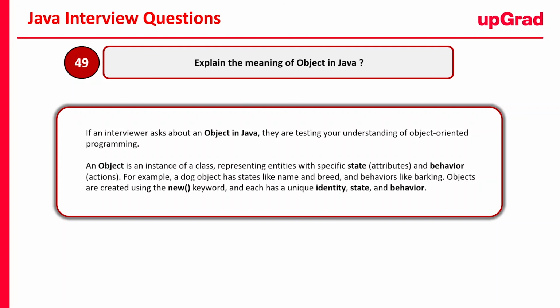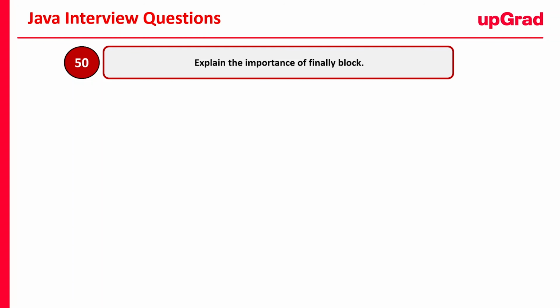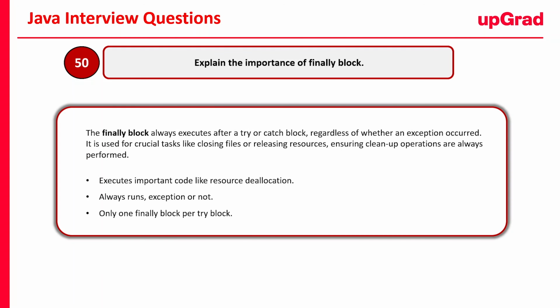Now moving on to the next question, which is the last question, that is question number 50. Explain the importance of finally block. So when you're asked about the finally block in Java, the interviewer is assessing your understanding of exception handling. So as we know, there are various questions regarding exception handling, so it's a very important topic basically. So to answer this question, you can start with, the finally block is crucial in Java because it always executes whether an exception is handled or not.